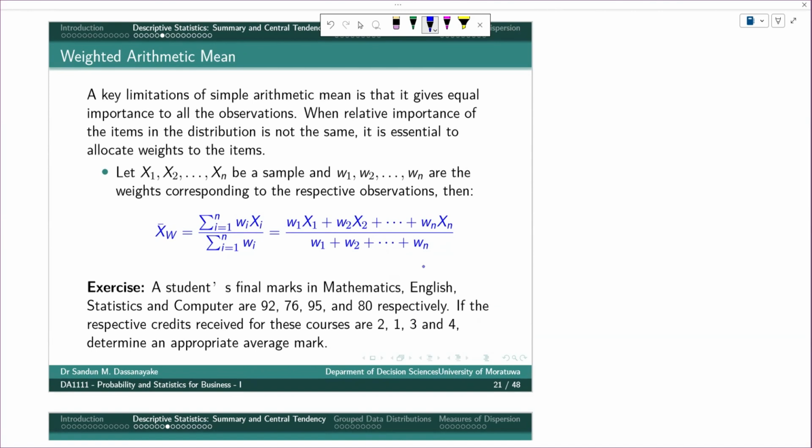Now there's a little example here. A student's final marks in mathematics, English, statistics, and computer are these. If the respective credits, like your GPA, received for these courses are 2, 1, 3, and 4, determine an appropriate average mark. Can you do that for me and give me the answer? Look at the equation, get the weighted arithmetic mean, and tell me what is the answer.